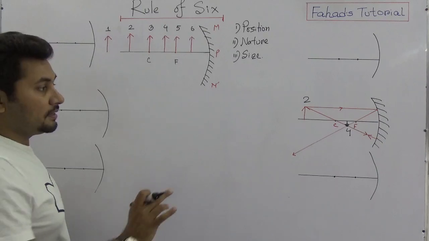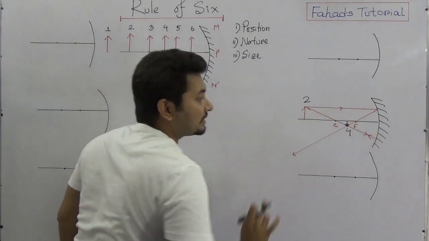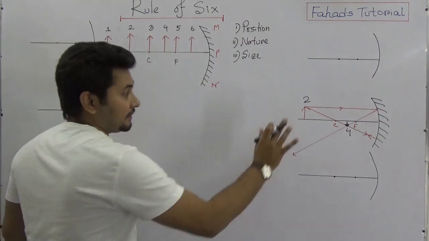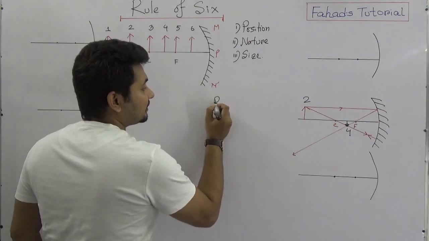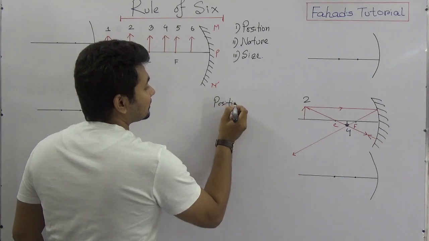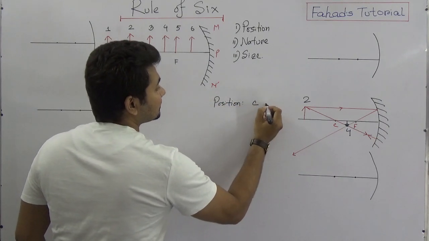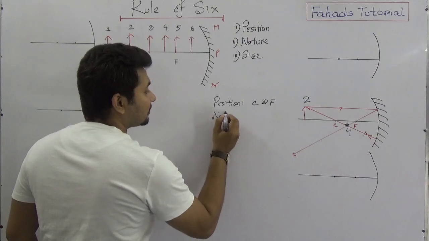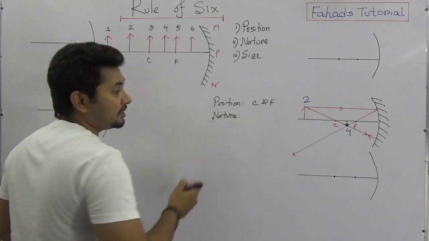Now, after completing this task, what is the explanation of this image? So we can say the position is in between C and F. We can see the nature of the image.